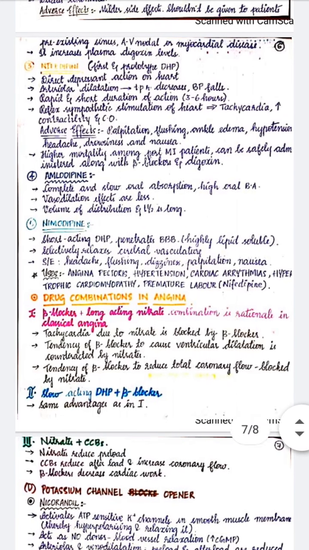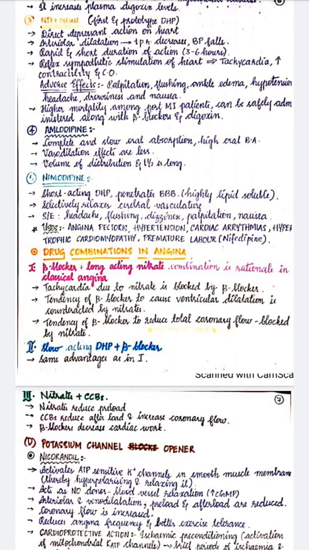Now the fourth one is Amlodipine. This is also a DHP. It has got complete and slow oral absorption, high oral bioavailability, vasodilation effects are lesser, volume of distribution and T-half is long. Nimodipine, it is a short-acting DHP.